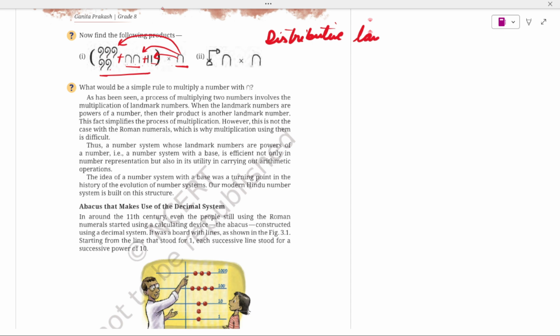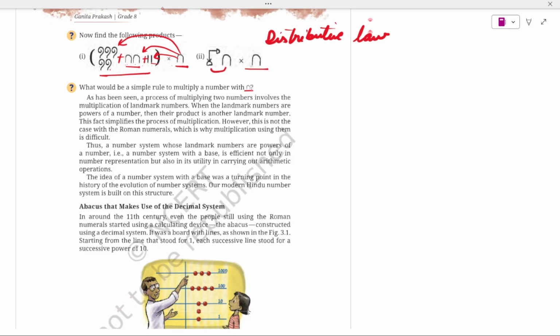Yeah? So you will get your answer, and similarly here also these two symbols and product. Hope you are getting my point. And the simple rule: multiply a number with this, as has been seen.